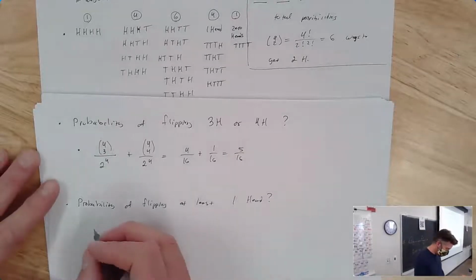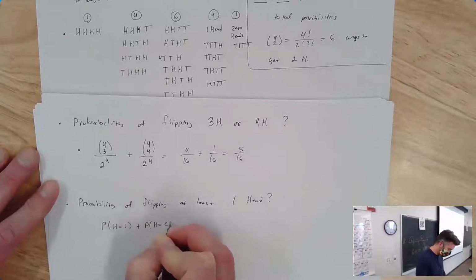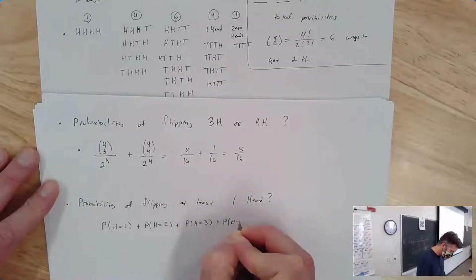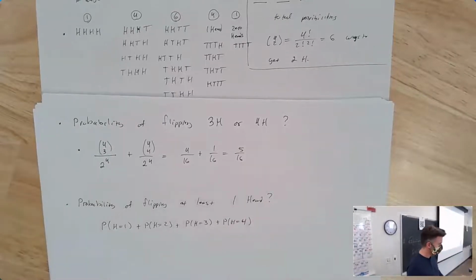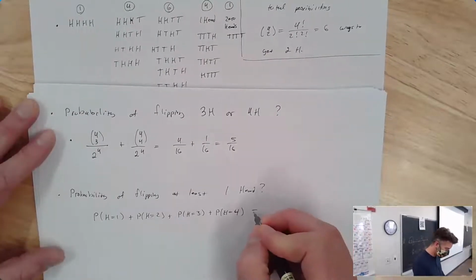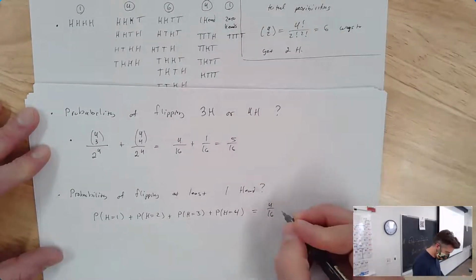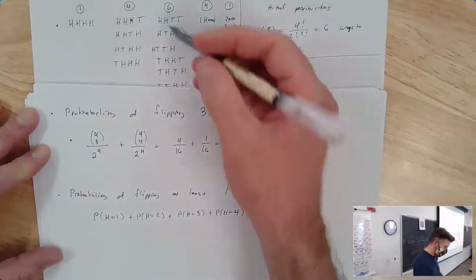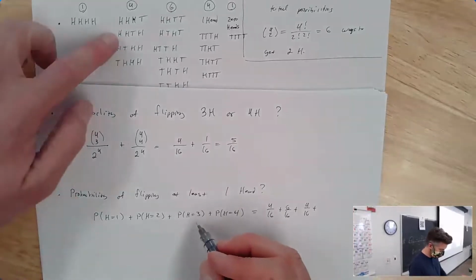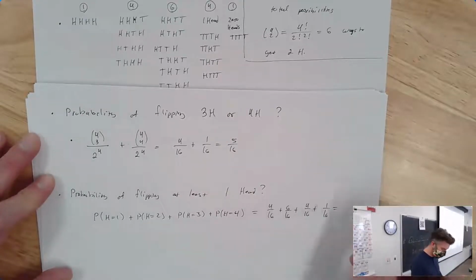Instead of saying it's the probability of getting 1 head plus the probability of getting 2 heads plus the probability of getting 3 heads plus the probability of getting 4 heads, which we could do, right? The probability of 1 head is 4 out of 16. Probability of 2 heads is 6 out of 16. Probability of 3 heads is 4 out of 16. Probability of 4 heads is 1 out of 16. And you could add that up, and 4 plus 6 plus 4 plus 1 is 15 out of 16.